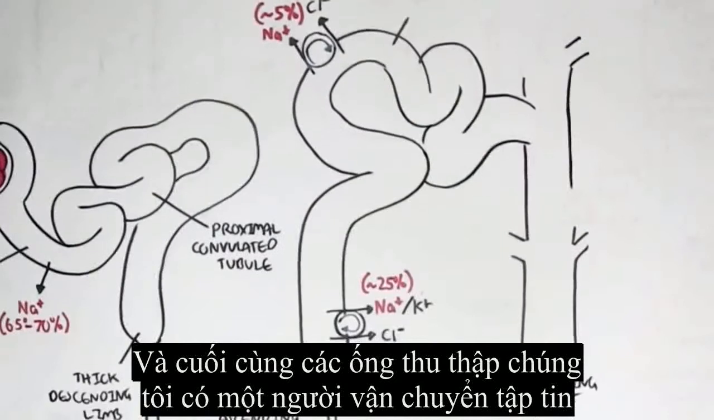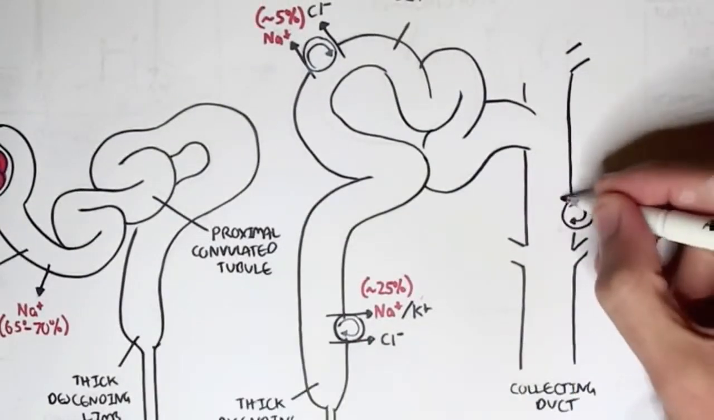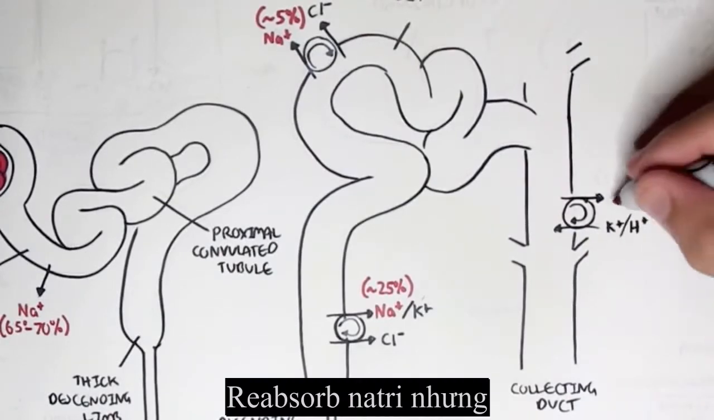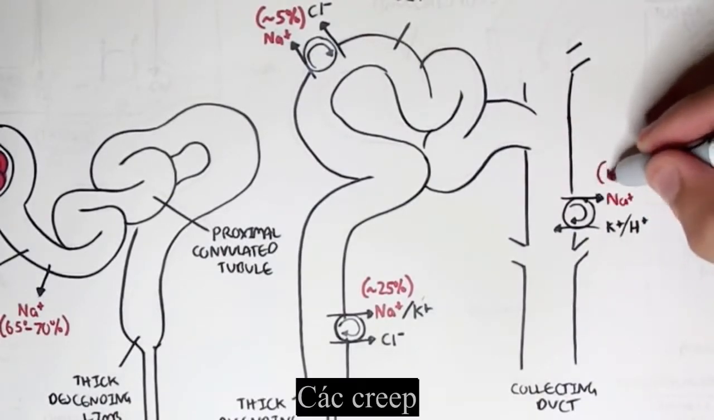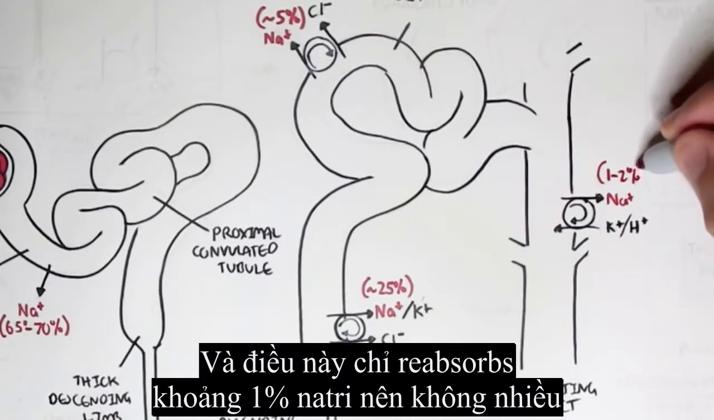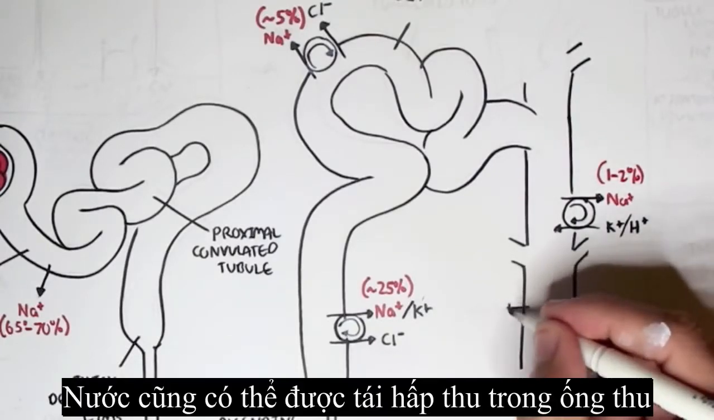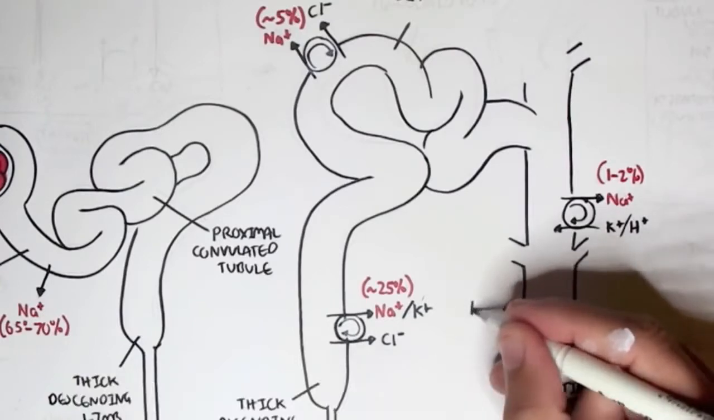And finally, in the collecting ducts, we have a final transporter, which reabsorbs sodium but secretes potassium, and this only reabsorbs about 1% of sodium, so not that much. Water can also be reabsorbed within the collecting duct.